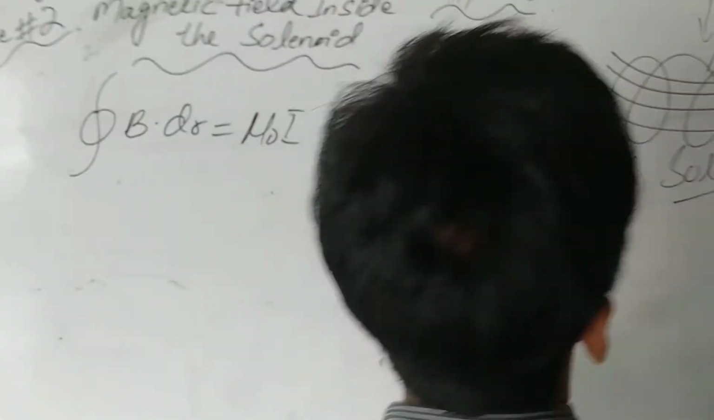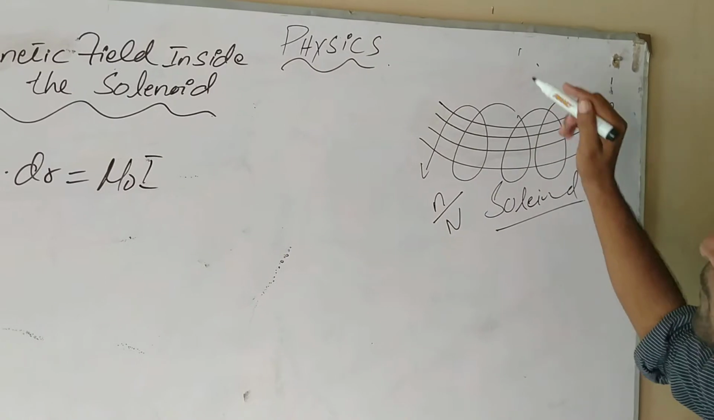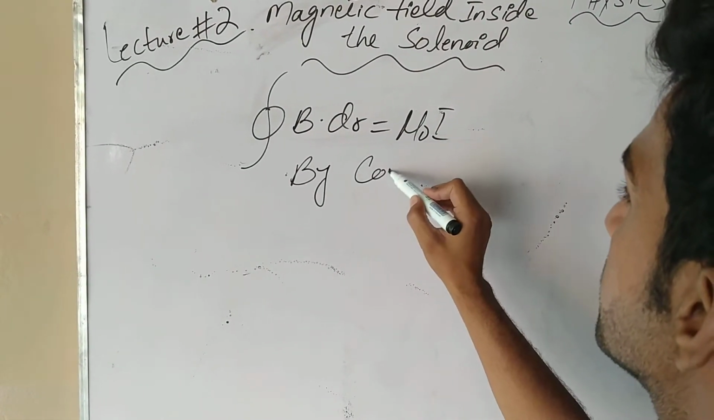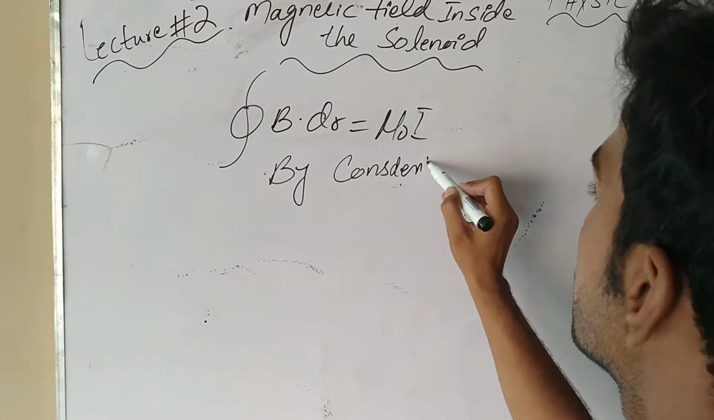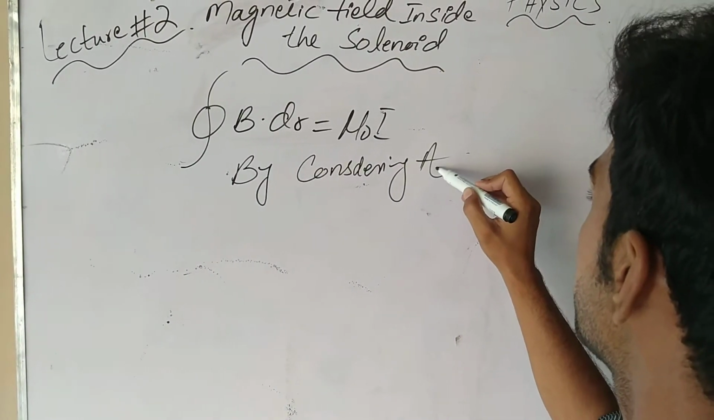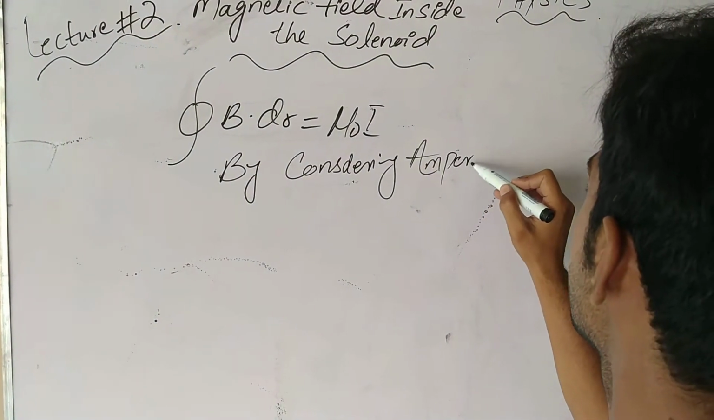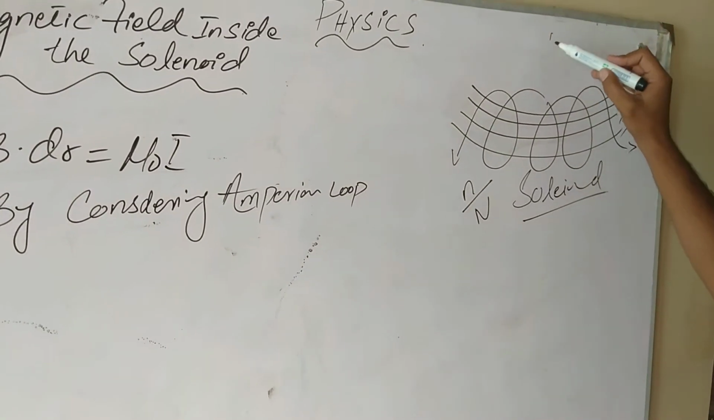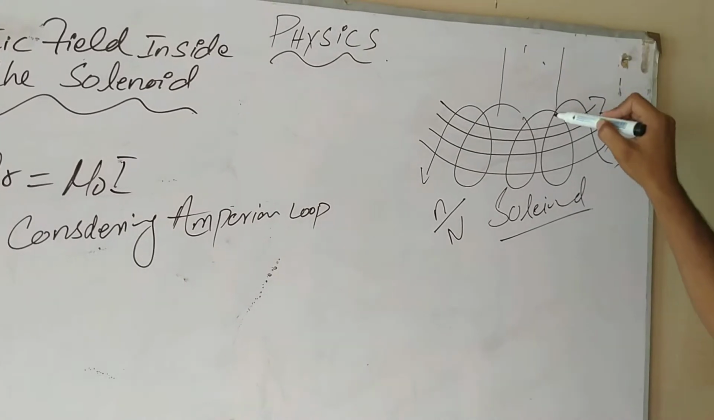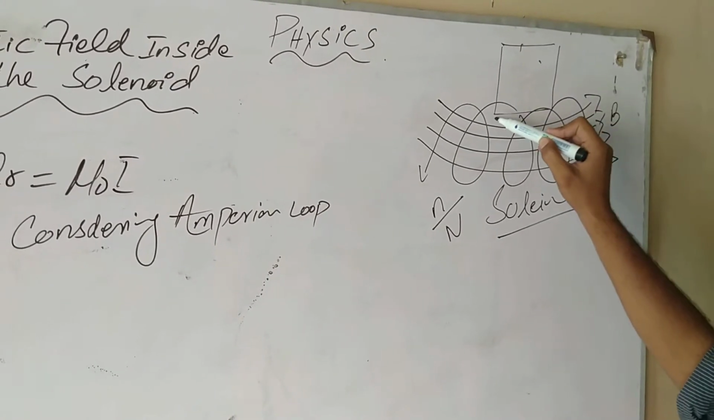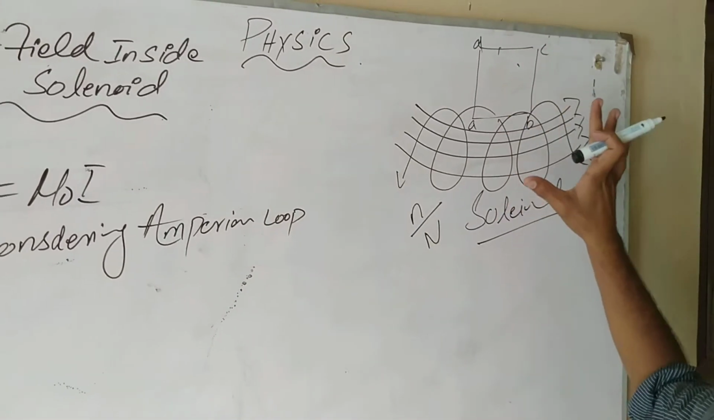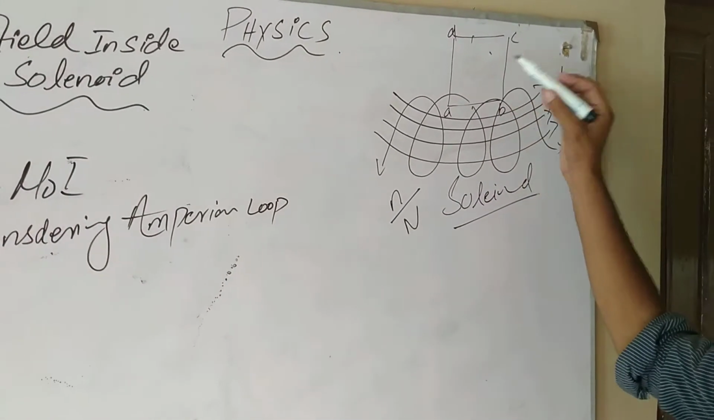Here I am going to make the Ampere loop. So I am going to draw the rectangular form of the Ampere loop here, that is A, B, C and D. I gave names to all the sides of this Ampere loop.